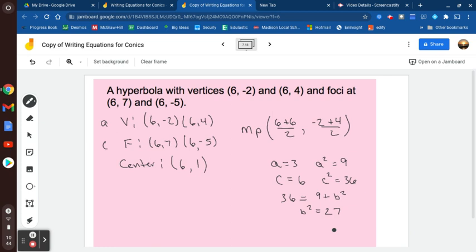Okay, alright, so I feel like I'm on the home stretch. I gotta figure out what goes first, my x squared or my y squared. I know that A squared is gonna go first. So I look up to my vertices. Y changes. So y goes first. So y minus 1 squared over 9 minus x minus 6 squared over 27. I could see that maybe tripping us up. A always goes first. 9, 27.